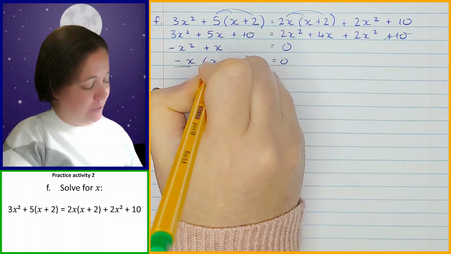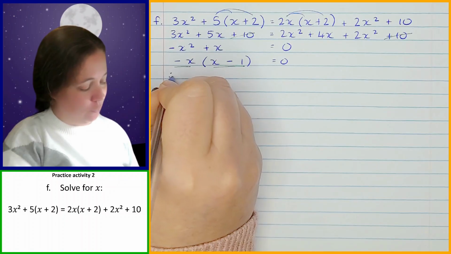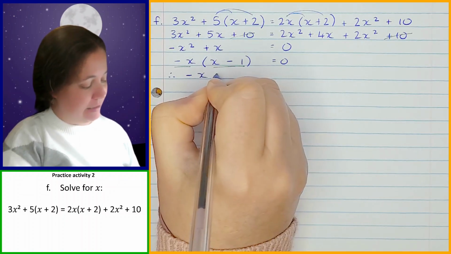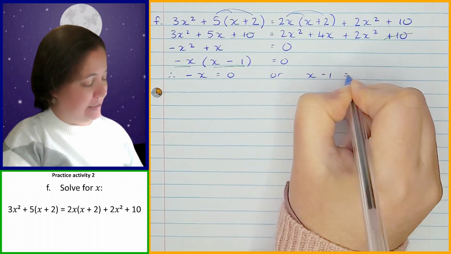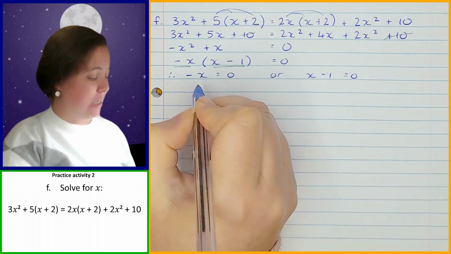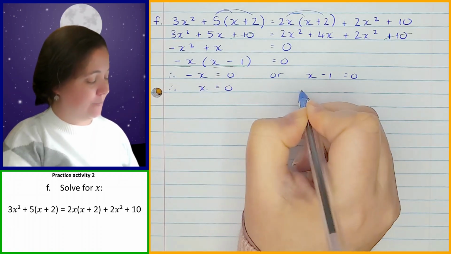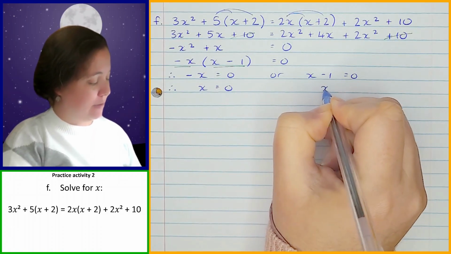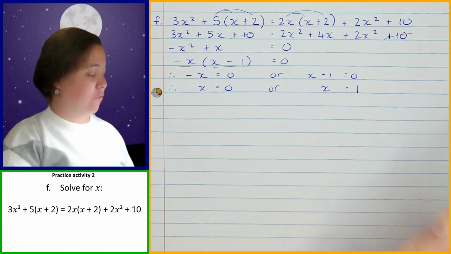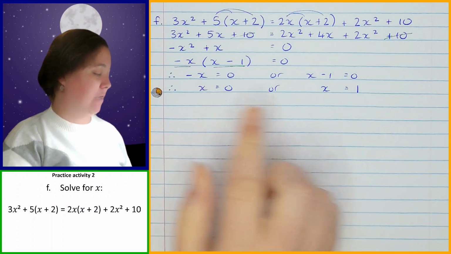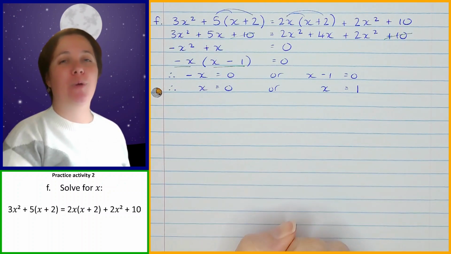So I can make each of them equal to 0 separately. So therefore, negative x is equal to 0, or x minus 1 is equal to 0. So now I can solve for x. So in this one over here, x is still equal to 0. And in this one over here, x is equal to 1. So that you should have got for question F, that x is equal to 0 or x is equal to 1. And that's how we solve quadratic equations with common factors.